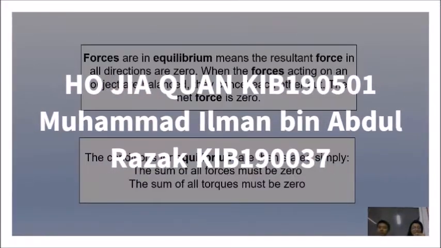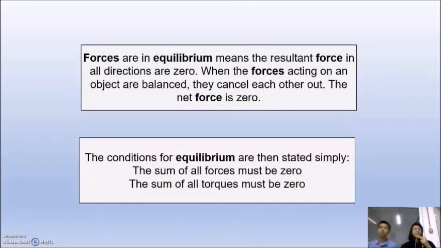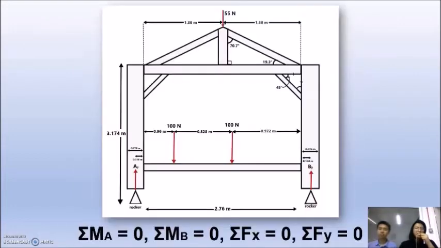Forces and moments. Forces are in equilibrium means that the resultant force in all directions is zero. When the forces acting on an object are balanced, they cancel each other out. The net force is zero. The conditions for equilibrium are the sum of all forces must be zero, Fx and Fy, and the sum of all torques or moments must be zero. So this is the free body diagram of the hut, and below is the condition to make it in equilibrium.